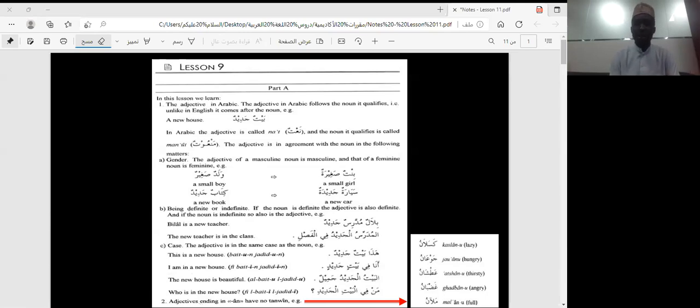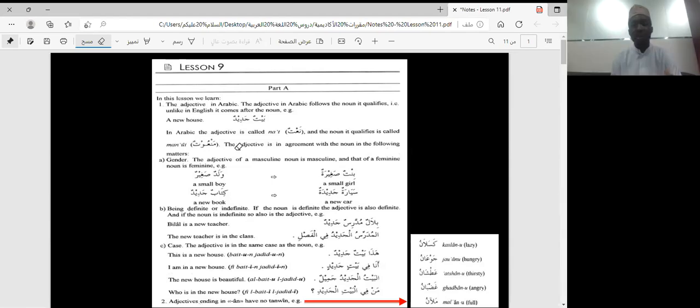We have been told that in Arabic language, na'at, which is adjective, comes after noun. Contrary to English language, whereby we see adjective coming before the noun that it is qualifying. So we should understand that very well. They said in Arabic, the adjective is called na'at, and the noun it qualifies is called man'ut.